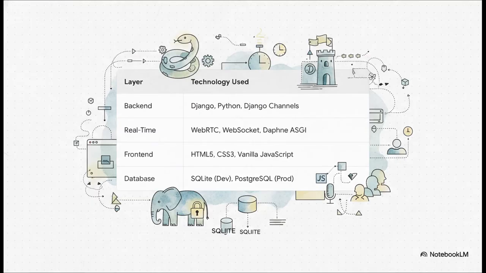Okay, here's a quick look at the tech stack. The backend, which is kind of like the brains of the whole operation, runs on Python with the Django framework. For all the real-time magic, it uses Django Channels. The front end, what you actually see and interact with, is built with standard HTML, CSS, and JavaScript. And the whole thing is ready for real-world launch with PostgreSQL for the database. It's a seriously modern, full-stack setup.